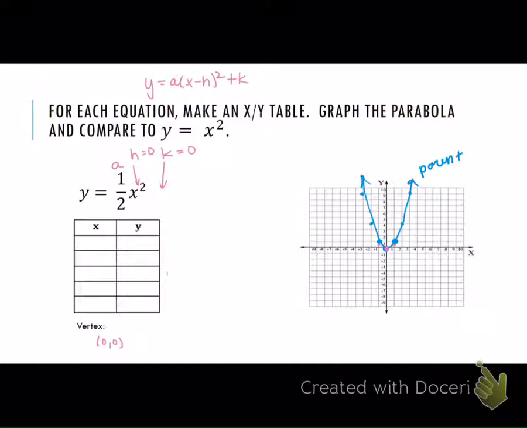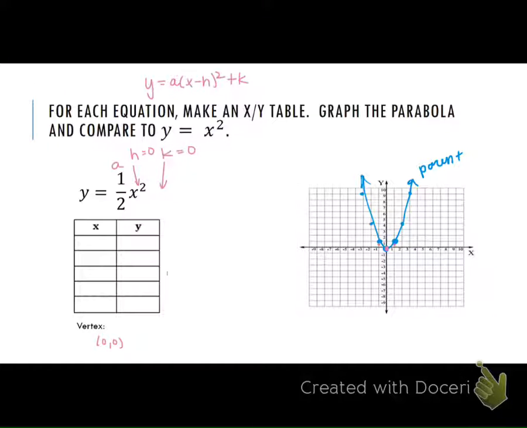Typically when we go out 2, 2 squared is 4, right? But we have an a value of 1/2. What's 4 times a half? 2, so we go out 2, up 2.